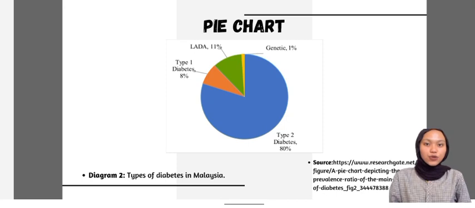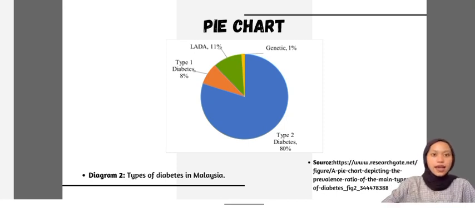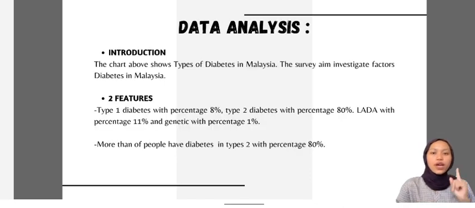Diagram 2 shows the types of diabetes in Malaysia. So next, data analysis for the pie chart. Firstly, introduction. The chart above shows the types of diabetes in Malaysia. The survey aims to investigate factors of diabetes in Malaysia. Two features of the pie chart are type 1 diabetes with 8%, type 2 diabetes with 18%, LADA with 11%, and genetic with 1%.